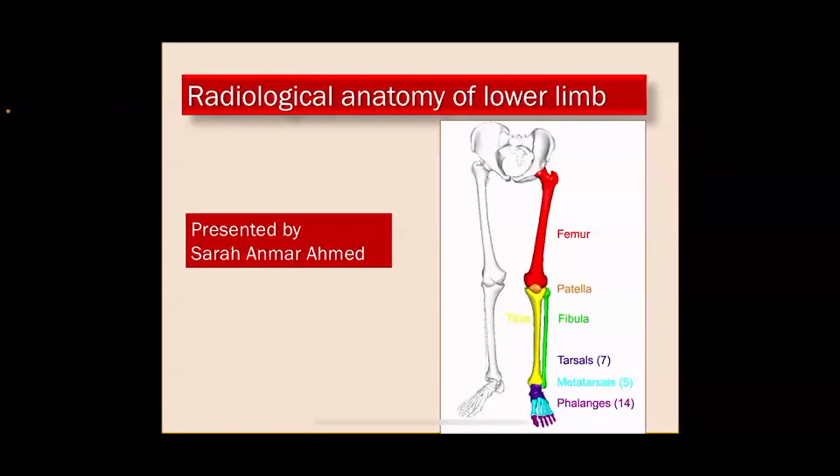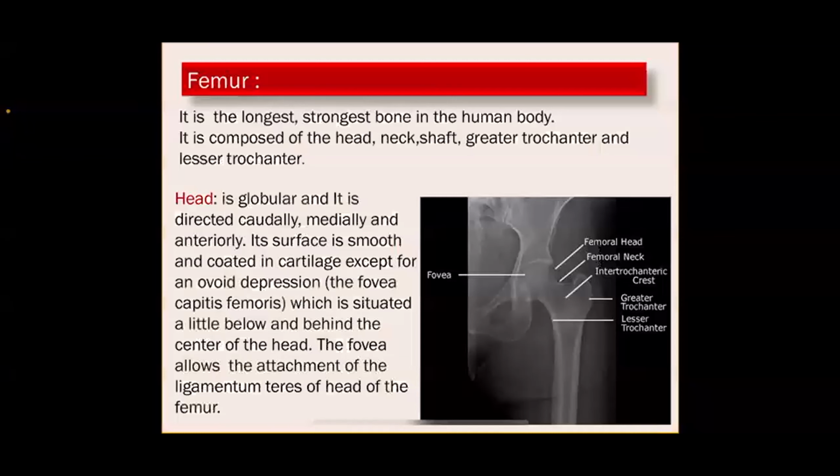We'll talk about the radiological anatomy of the lower limb. The femur is the longest, strongest bone in the human body. It is composed of head, neck, shaft, greater trochanter, and lesser trochanter. The head is globular and it is directed caudally, medially, and anteriorly.